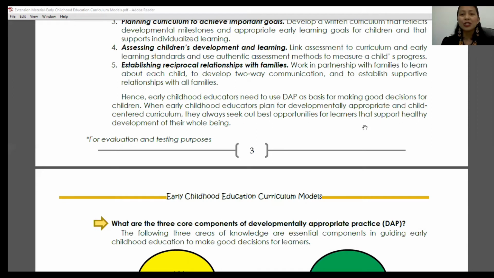So as teachers, you need to use several assessment tools like checklists, rating scales, anecdotal records, time sample, event sample, portfolio, maybe performance-based assessment, output-based assessment, so that you will have a full picture of how each learner in your class is developing and learning.